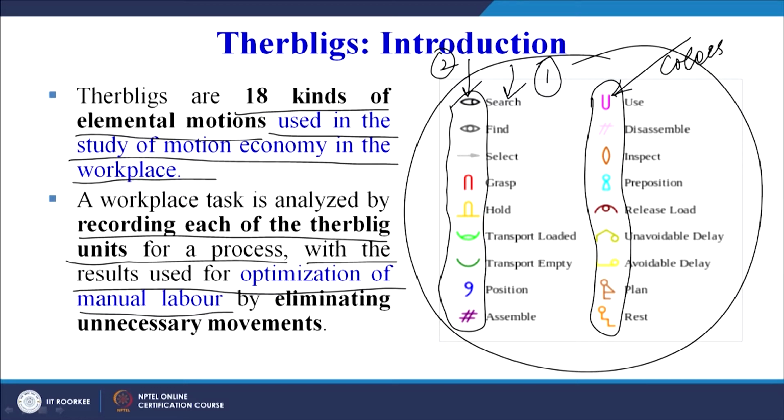So optimization of the manual labor is the important objective of conducting the micro motion study, and this is achieved by eliminating the unnecessary movements. When we need to eliminate the unnecessary movements, first and foremost we must be able to identify them, and for identification we first need to record the movements that are being done, and for recording the basic movement we make use of the Therbligs. So if you remember, in the previous session we have seen how to conduct a micro motion study.